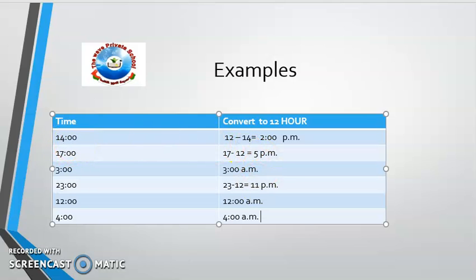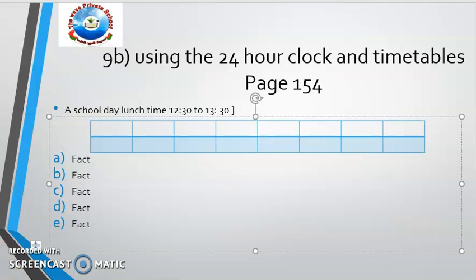Yes. So now you can see, this one is from page number 154. I am writing here the topic: using the 24-hour clock and timetables.